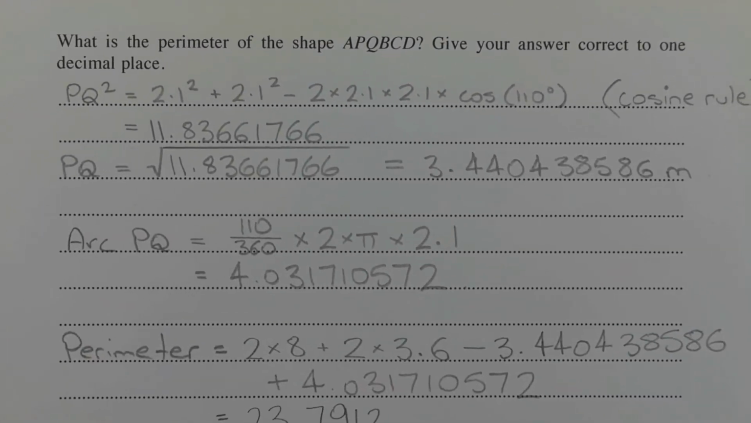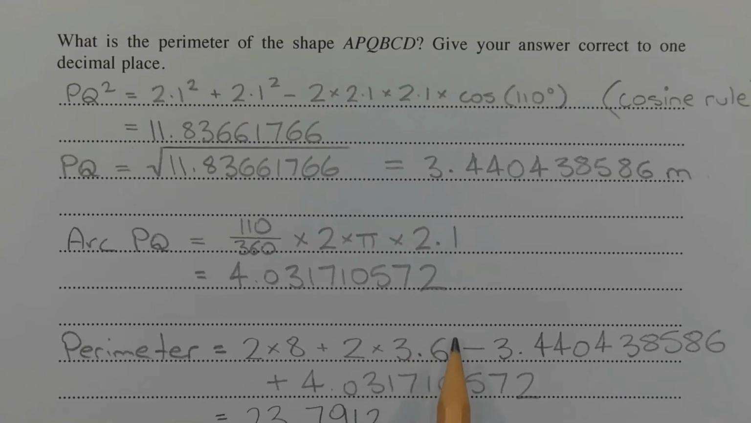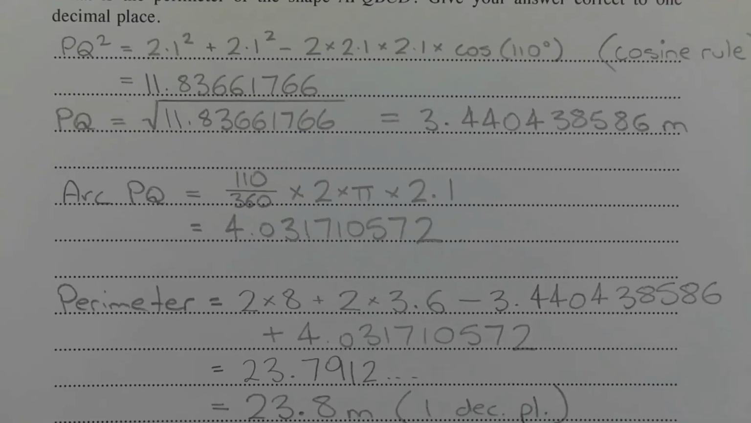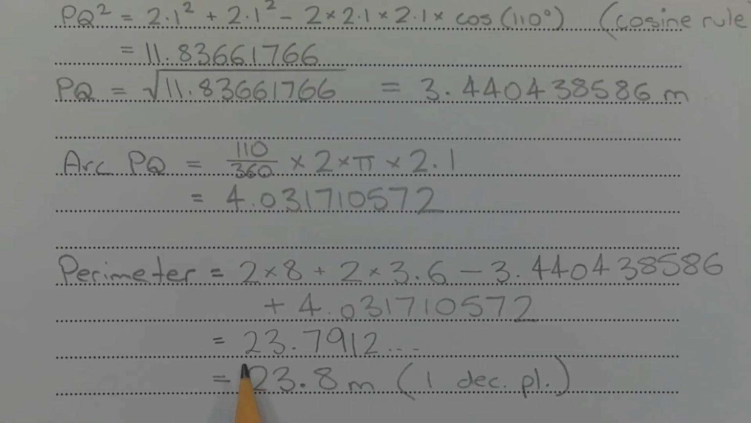So to get the perimeter, we find the perimeter of the rectangle first, so that's 2 times 8 plus 2 times 3.6. We subtract length PQ, that's the straight side PQ, and then we add on arc length PQ, and that gives us 23.7912 and so on. And rounding this value to 1 decimal place, we get the perimeter is 23.8 meters, correct to 1 decimal place.